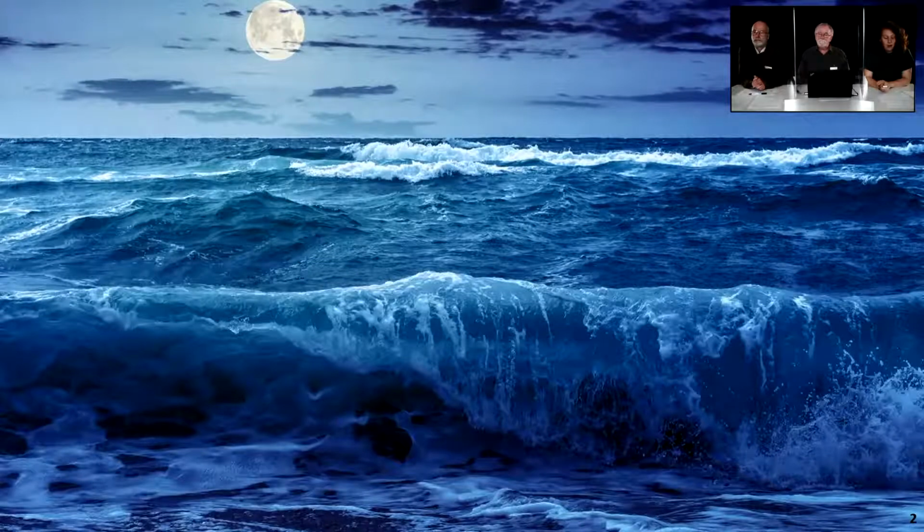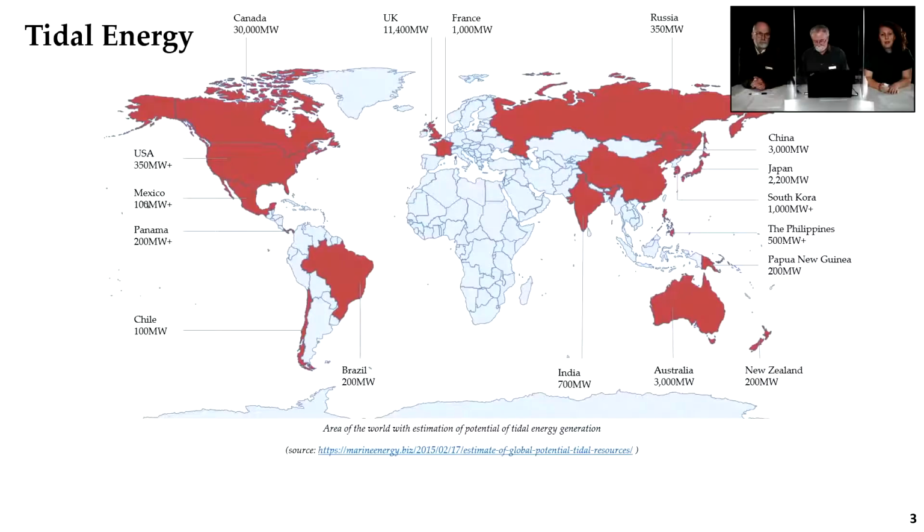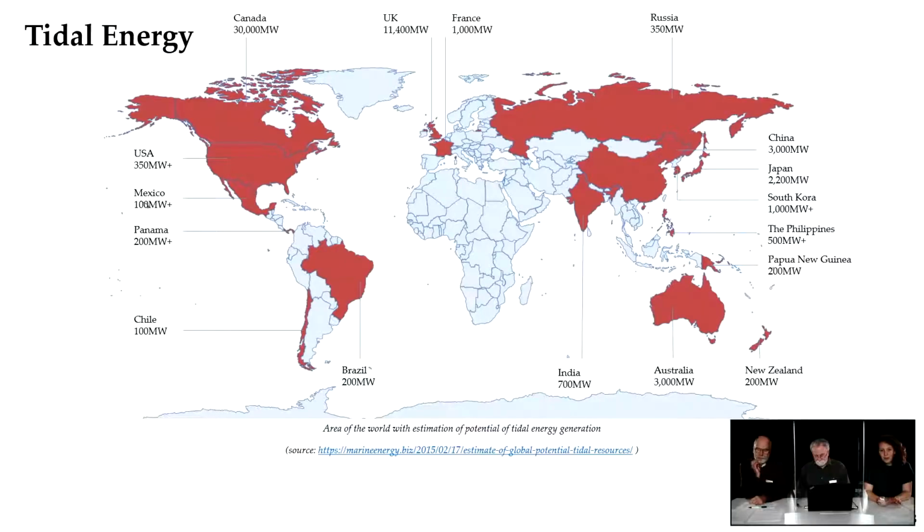So how does it work? It's like an underwater windmill. First, the water moves in and out with the tides. Then the turbine turns the generator to produce electricity, and after it's going on shore with cable to the grid. So tidal energy can become a great contributor to the energy industry, and the global potential is worldwide. As you can see in this map, this is the tidal estimation generation. So the first country that has the biggest potential is Canada, then it's the UK, and after it's Australia.